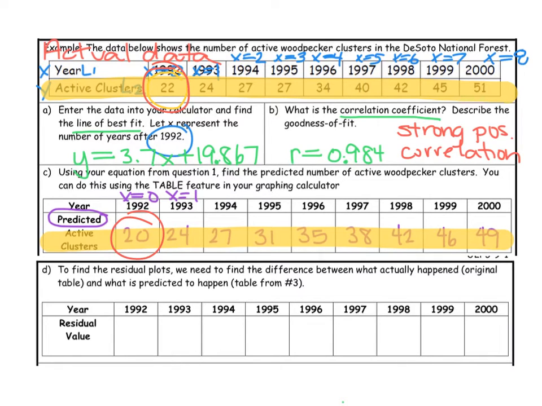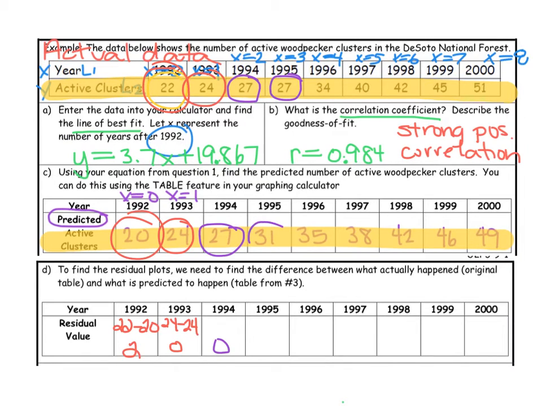And a residual value is just the actual data that they calculated. They counted 22 active woodpecker clusters. Our line of best fit said there were 20. So our residual value will be 2. In 1993, the actual data was 24. The predicted data was also 24, which is 24 minus 24, and that gives us 0.